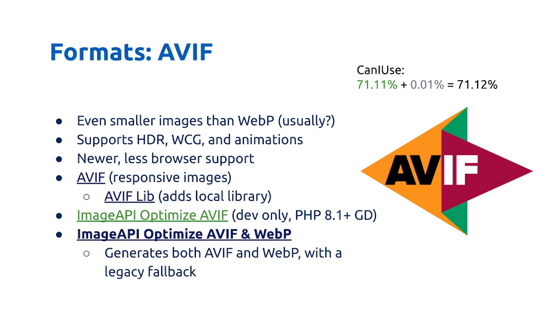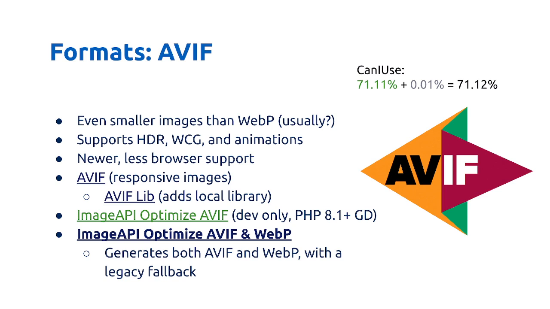So there's the AVIF module, which is really meant for your responsive images, like a page header kind of idea. There's a companion module called AVIF lib that basically adds a local library to do the conversion for you. And then you've got some that work with the Image API Optimize module. So Image API Optimize AVIF currently is dev only, but does have Drupal 10 support. It's actually maintained by Sasha Eggenberger, who is the maintainer of Gin. So that seems like a safe bet.